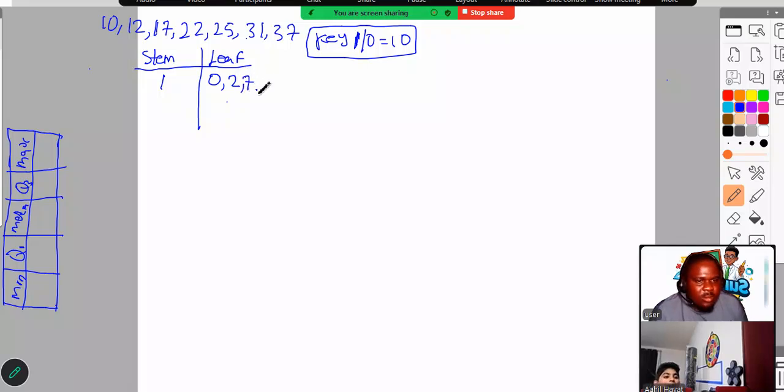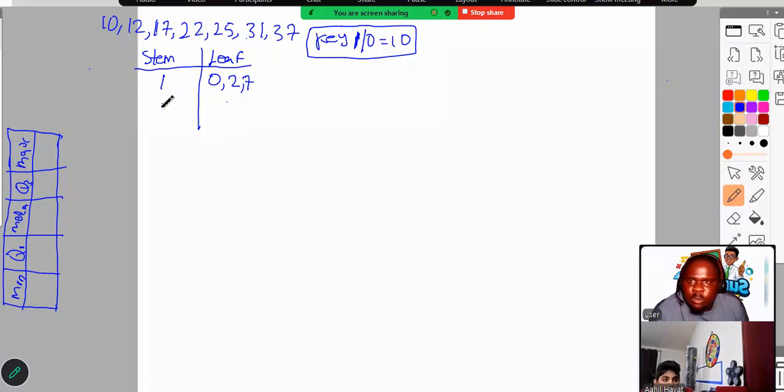Wait, why did you only write 1? That is under the stem. Under the stem, 1. Then so that if I combine it with this, I will still have the original number, following the key that we wrote down here. Okay? Following our key. Now, we are done with 1.